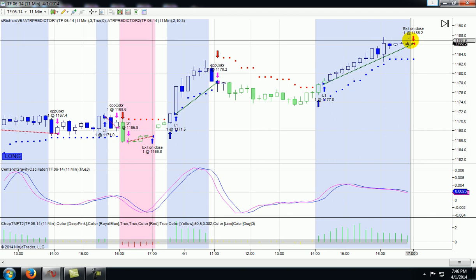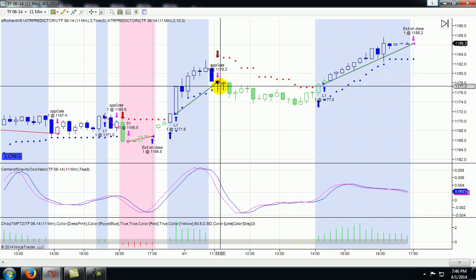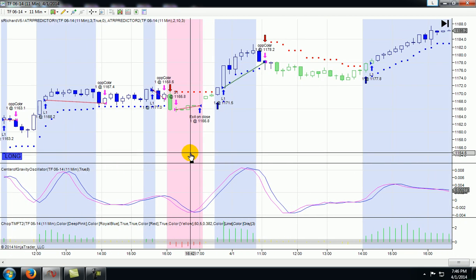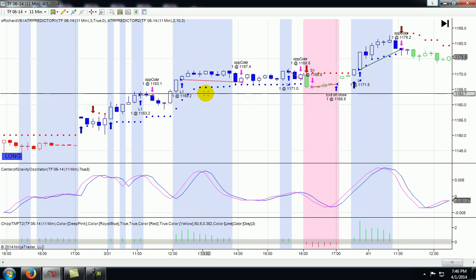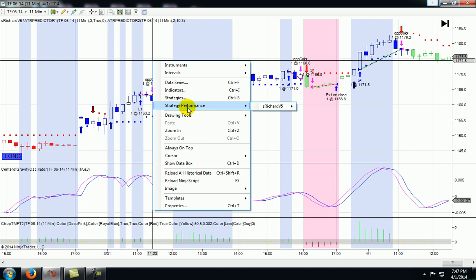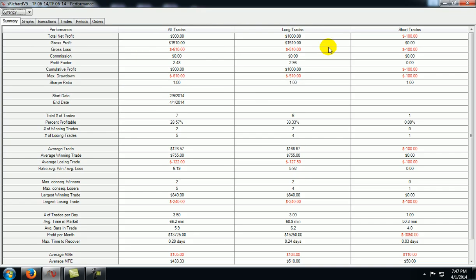You know that these dotted lines here are trades taken, automated trades taken by NinjaTrader. So these other dotted lines here are part of this ATR predictor code. I'll go ahead and just pull up this real-time strategy performance here. Put this on currency and just show you what we've done here in the last 2 days.